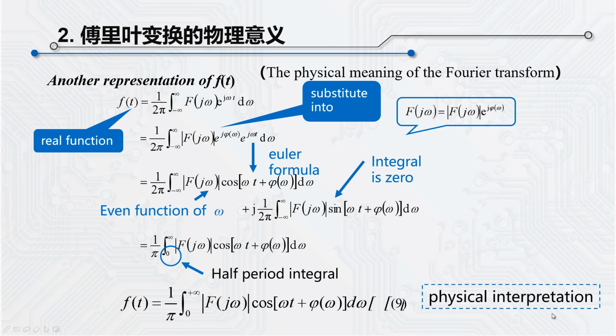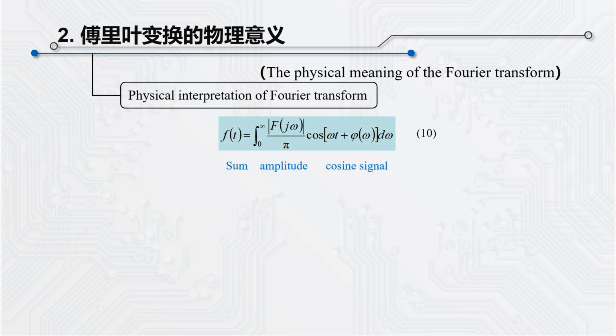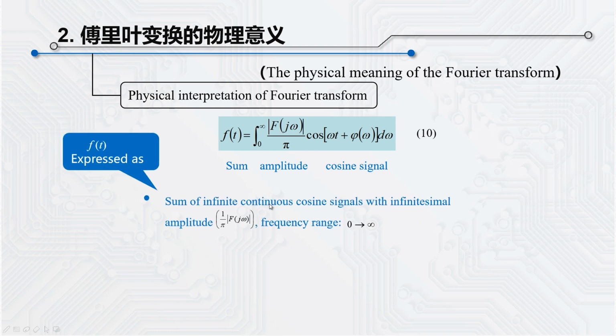It can explain the physical meaning of the Fourier transform. We can transform Formula 9 into another form. That is to multiply 1 over pi with its integral formula. By analyzing such a formula, we can find that the integral represents a sum. This is a cosine signal. This is its amplitude. Therefore, the physical meaning of the Fourier transform can be explained in this way.